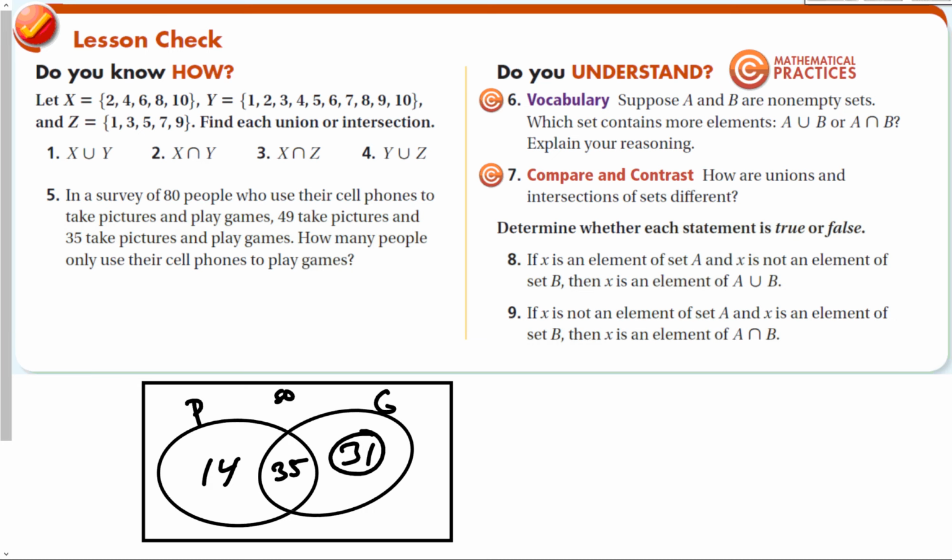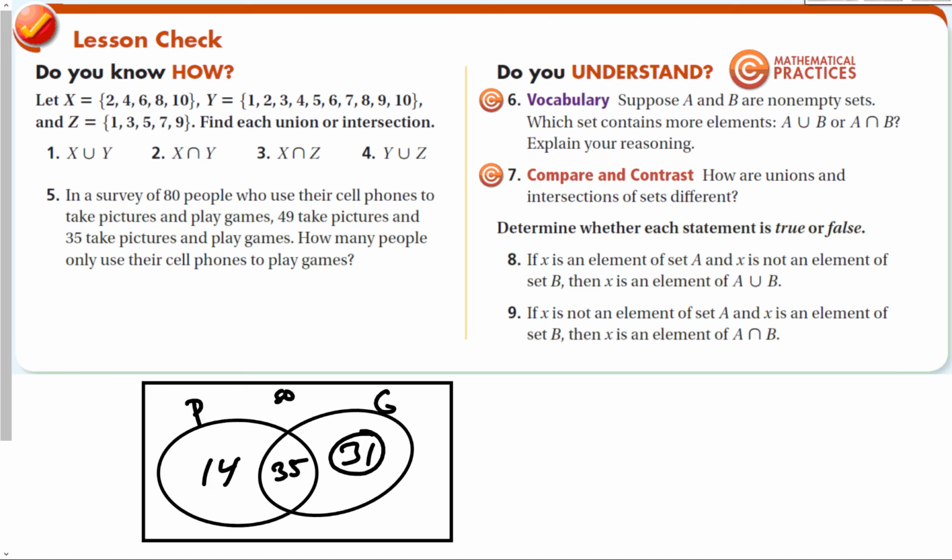So for the next one, number 6, suppose A and B are non-empty sets. Which set contains more elements, A union B or A intersect B? Unless they're both the same, A union B is going to have more elements because you're putting the 2 sets together. And A intersect B is only what they have in common. How are the unions and the intersections of sets different? The union of sets is the set that contains all the elements of each set. The intersection of sets is the set that contains elements that are common to both.